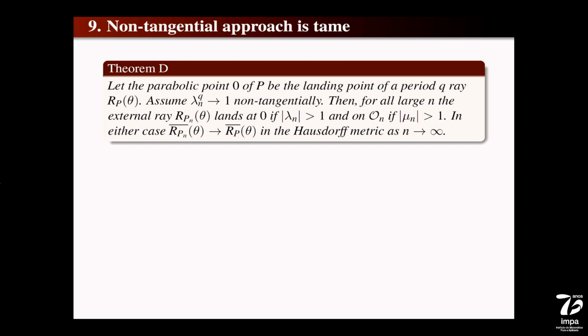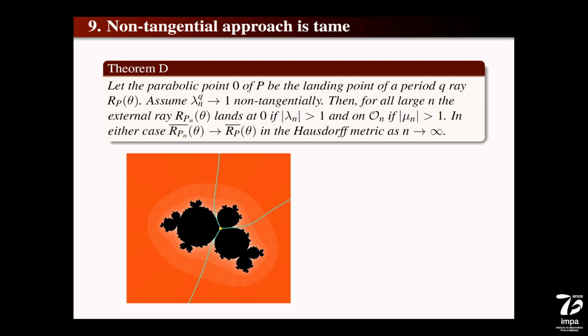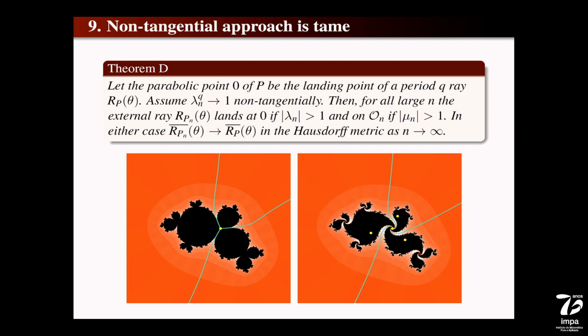And you have tameness. So the Hausdorff limit is the smallest possible you can get. Briefly, this theorem says that non-tangential approach of the multiplier implies tameness. This is an example of a cubic polynomial with a parabolic fixed point, with 3 rays landing on it. If you take a non-tangential perturbation, where the origin is repelling and you have an attracting 3 cycle, you still have the landing. And you can't twist it enough to create weirdness.